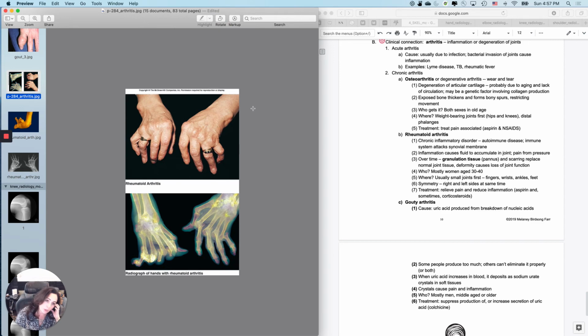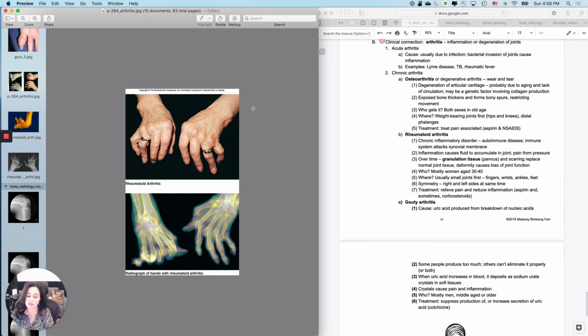Okay, so rheumatoid arthritis is a chronic inflammatory disorder. Your immune system makes a mistake. With an autoimmune disease, it's an immune system mistake. It thinks that, for instance, your synovial membrane is an invader, and it sure as heck isn't. And your immune system attacks your synovial membrane, you stop making synovial fluid, the cartilage starts to degenerate, and then the bone starts to form spurs.